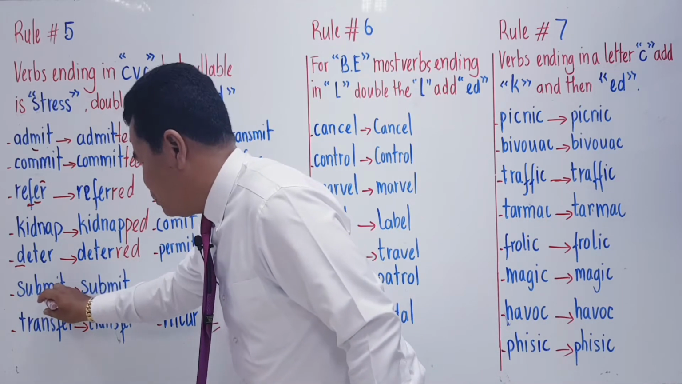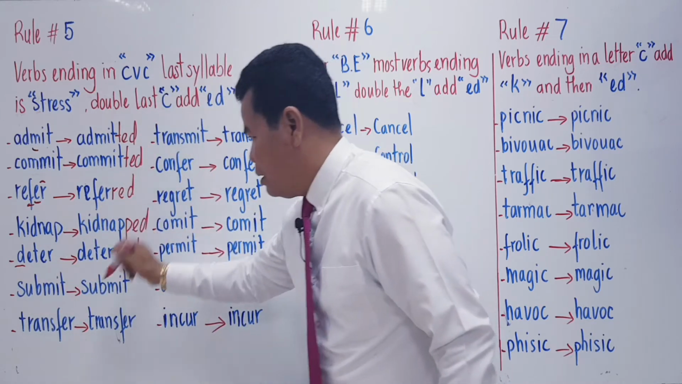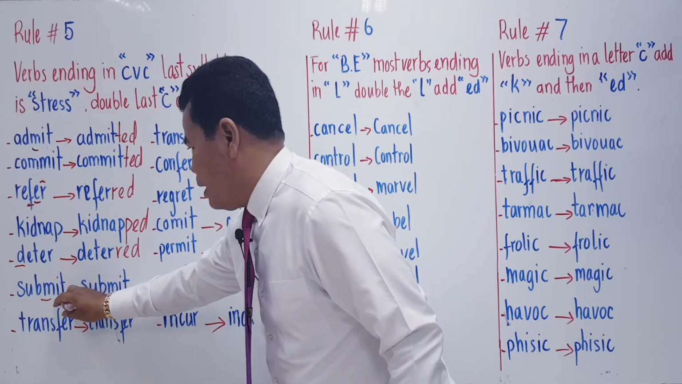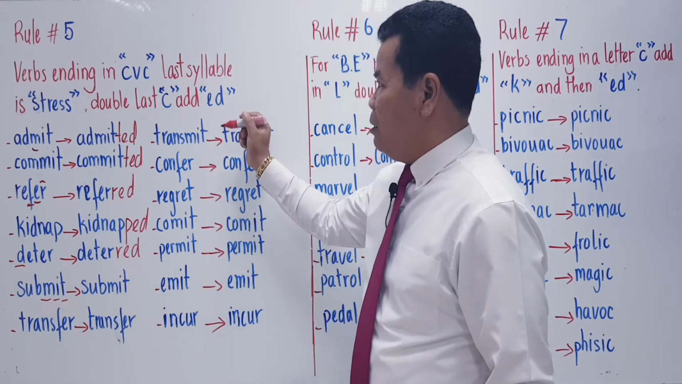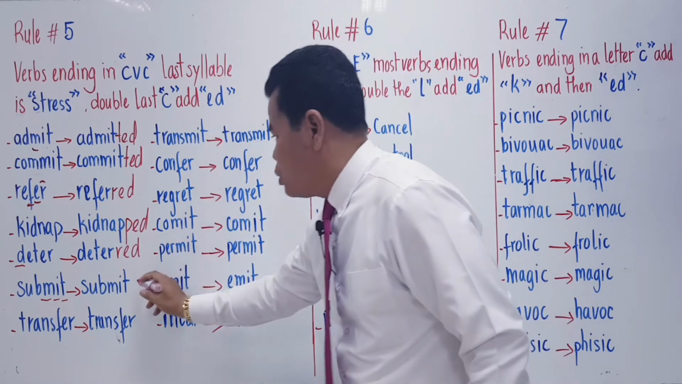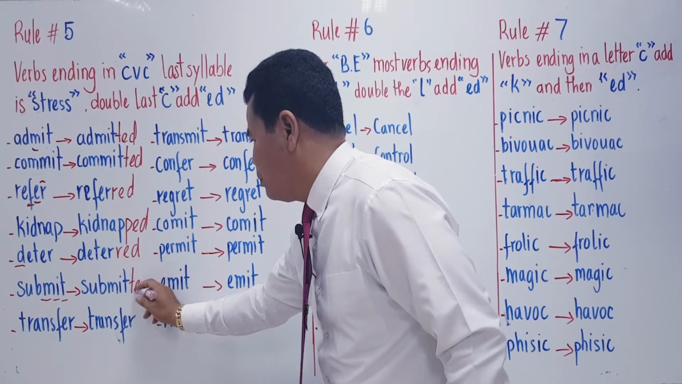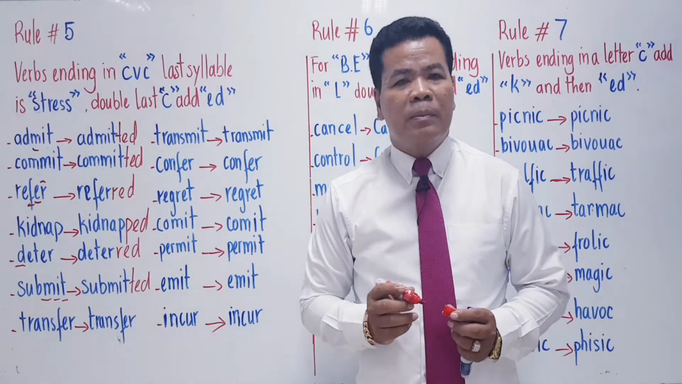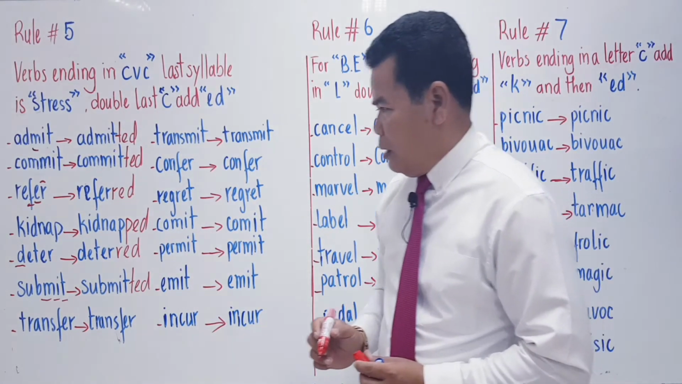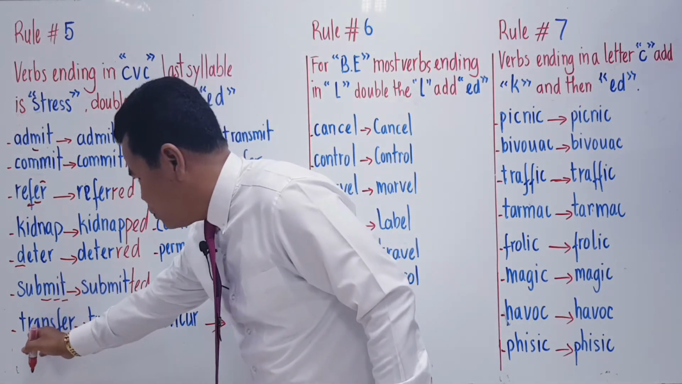Another example, submit. So M is a consonant, I is a vowel, T is a consonant. Before adding ed to the verb, we have to double one more T. That's why we have submitted. Submitted, right? Let's go to another example.